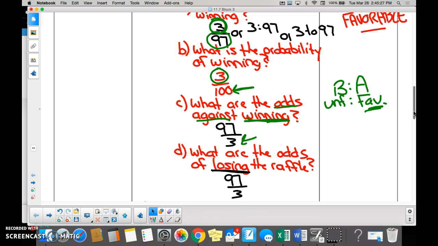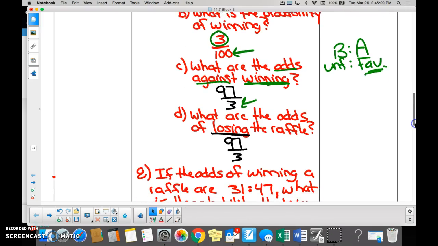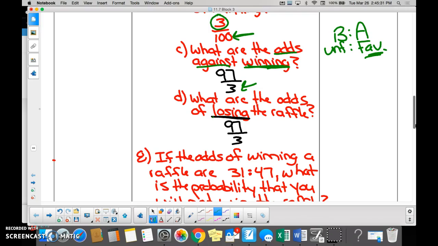What are the odds of losing the raffle? So what am I looking for? What's my favorable? Losing. And how many times would you lose? 97. Because here I'm just looking for odds. So the favorable is losing, and the unfavorable is winning in this case, right? Based on how the question was asked.